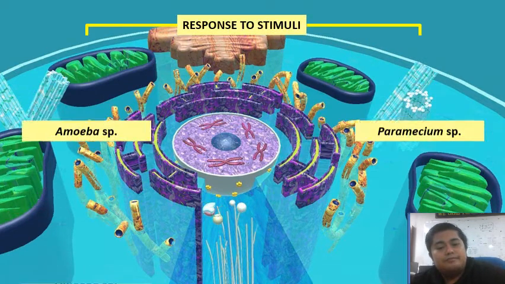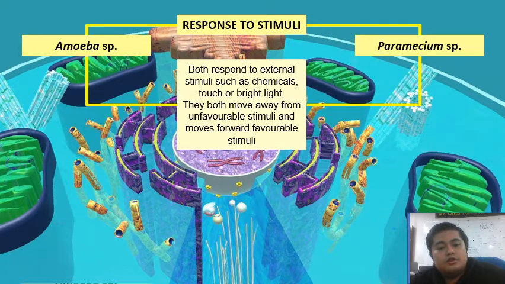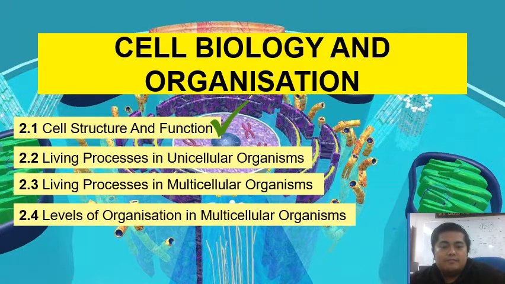Response to stimuli. So both respond to external stimuli such as chemical, touch, light. So they both move away from unfavorable stimuli and move forwards to the favorable stimuli. So dengan kata lain, since diorang duduk dekat kawasan yang basah ataupun air, so keadaan yang unfavorable bagi diorang adalah kawasan yang kering, panas. So bila dia jadi macam tu, dia akan menjauhkan diri daripada kawasan tu tadi.